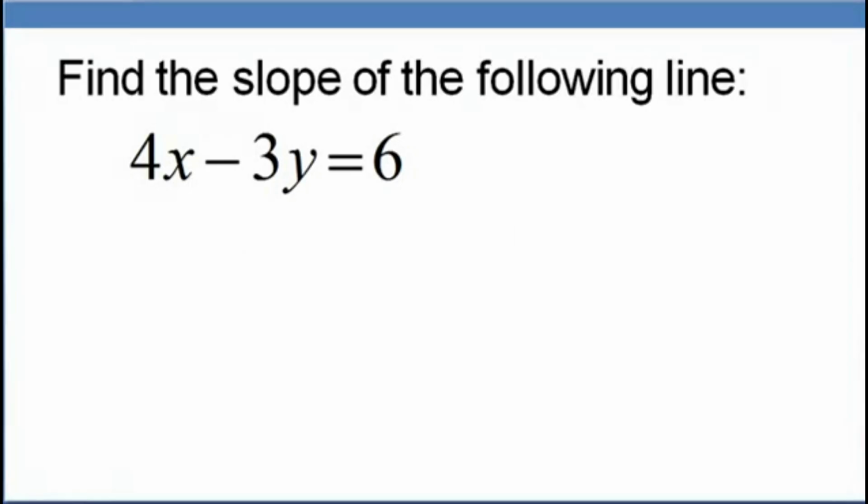Find the slope of the following line. 4x minus 3y equals 6. We cannot pick the slope straight off of this line because it is not in the proper form. Remember, we need it to look like y equals mx plus b. So we have to isolate the y. This is just our formula solving skills. So we'll manipulate the equation. We want to get y by itself.